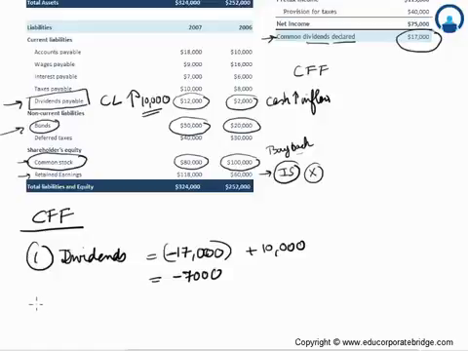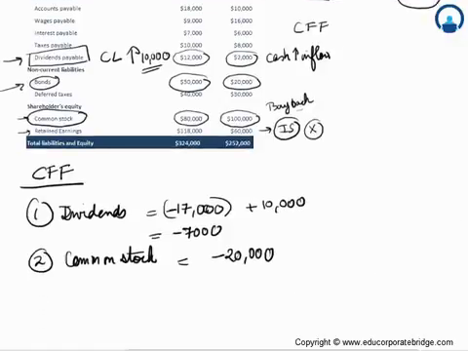Now let's look at part 2, which is related to common stock. Here the common stock has been reduced from 100,000 to 80,000 because of buyback. So there's a net impact of minus 20,000 here. Impact number 3 is related to the bonds. So the bond size has increased from 20,000 to 30,000. So here there is a positive cash impact of an extent of 10,000.